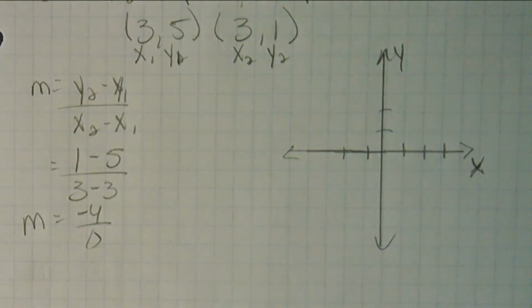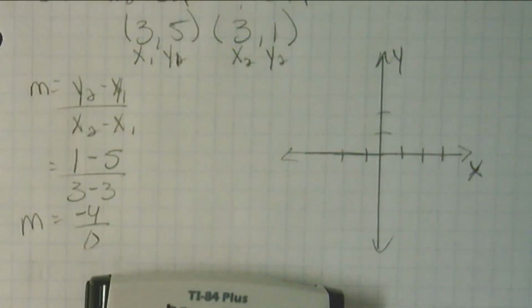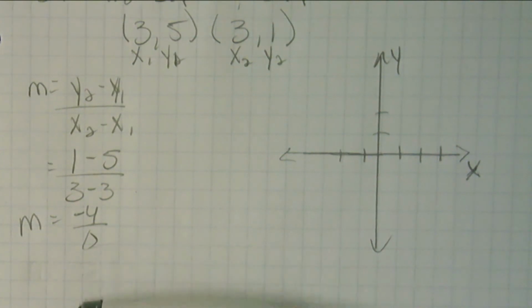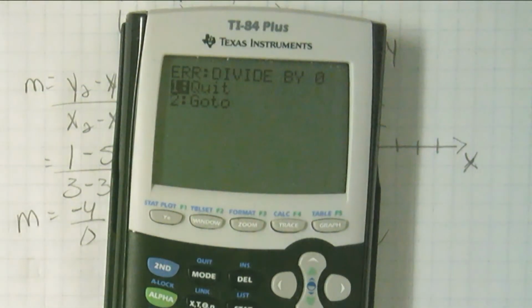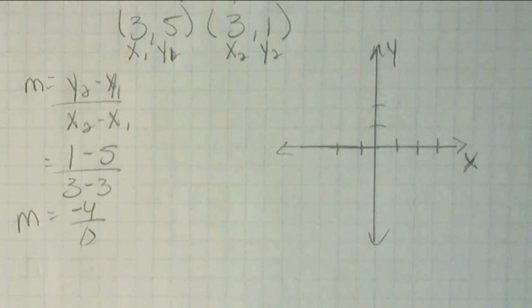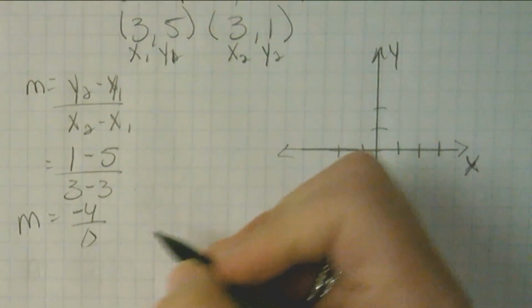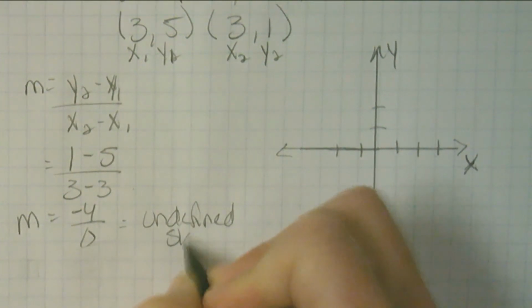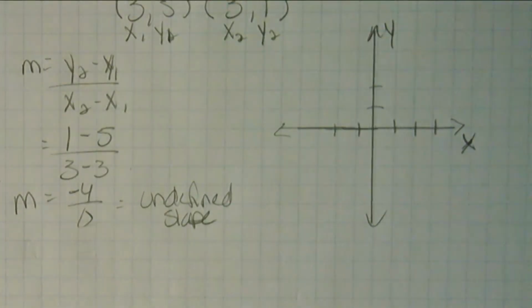If you put that in a calculator, it's going to tell you that you have an error. Some calculators say what I want it to, not all of them. So if I put that in, it says error, divide by 0. In some calculators, they will write, and this is what I want you having, undefined slope. Sometimes it will say undefined. So 4 divided by 0. Some of them will say error, some undefined, but that's what the slope is.